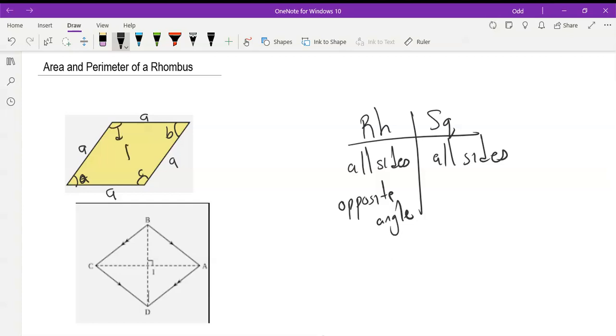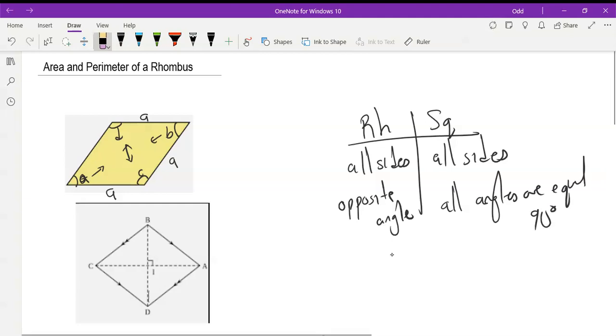So the opposite angles are equal. But for the square, all angles are equal, which is 90 degrees. All the angles are 90 degrees.